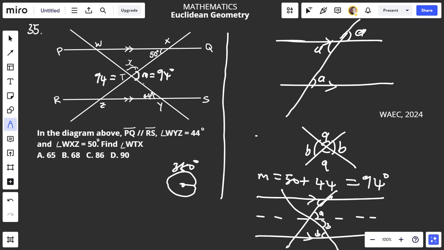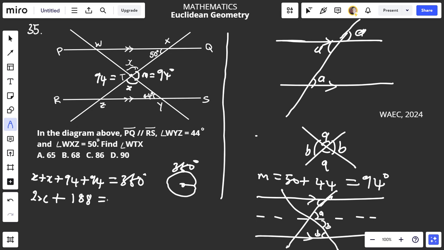So what am I driving at? You see this center point here. If you add all the angles from any side, round till you reach that point, they should give you 360. So here is x, which is vertically opposite to here also, so it's also x here. So you'll be having x plus 94 plus 94 should give us 360 degrees. x plus x is 2x. 94 plus 94, which is 94 times 2, is 188.